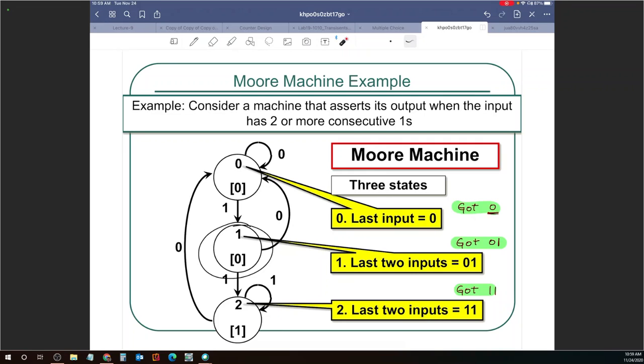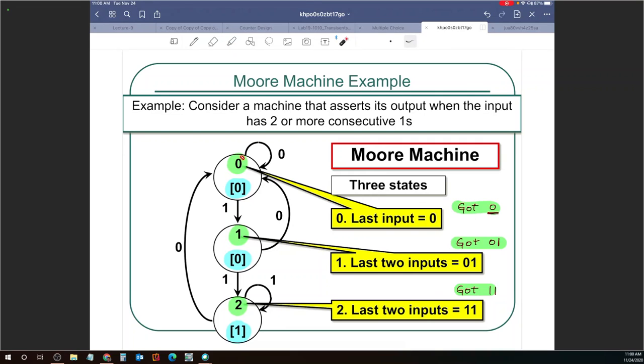When I got 0, my output is 0. Let me erase this. This is state 0, state 1, state 2. Output is 0 because I just got 0. Output is 0 because I got 0, 1. Output is 1 because I got 1, 1.